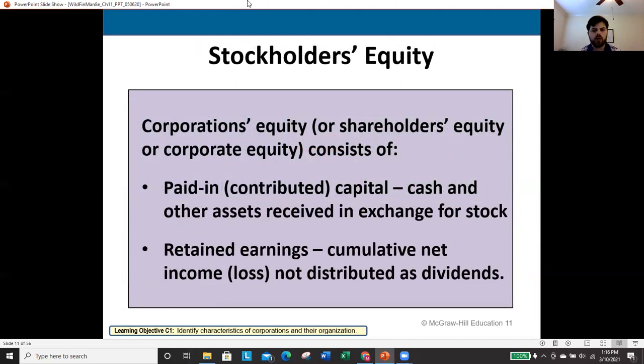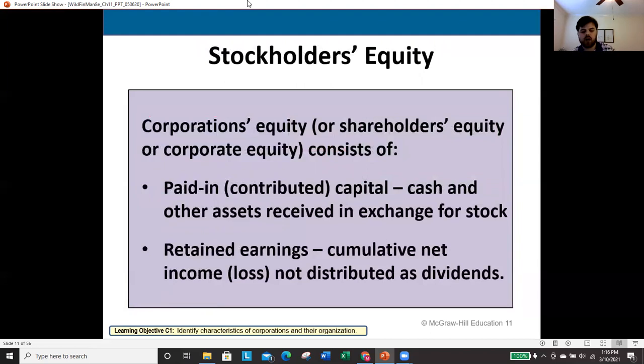Now, stockholders' equity is, of course, where all of this stuff here in Chapter 11 is going to be happening. So we see that we have corporations' equity, and it will consist of, you'll notice, two main types of equity. One is paid in or contributed capital. This is cash and everything else received in exchange for stock. So this is stuff people have actually paid in.